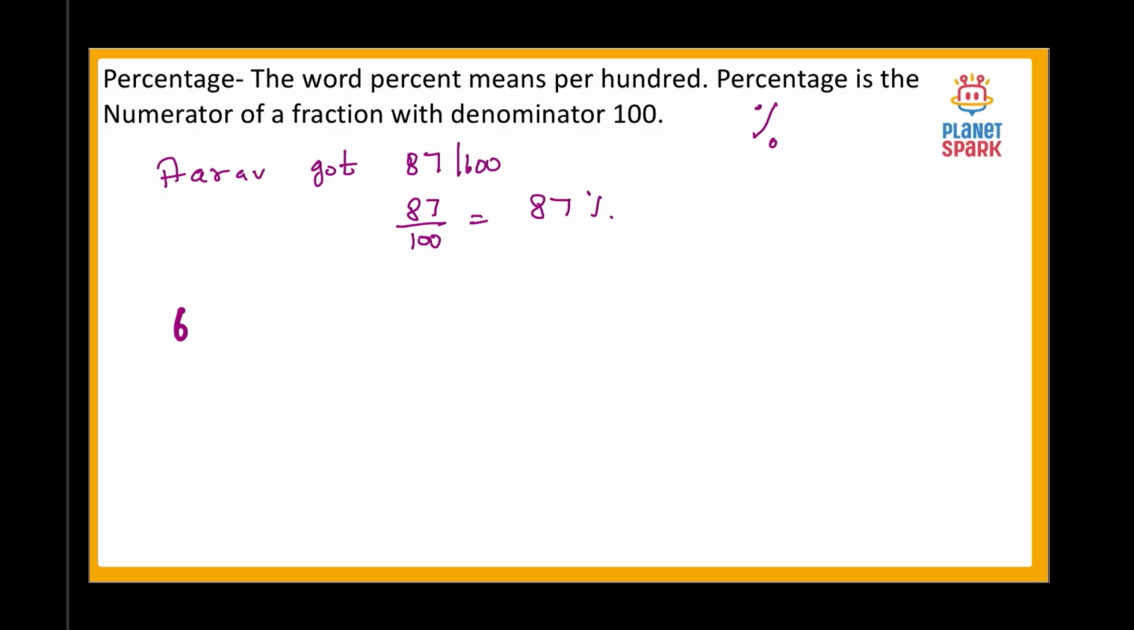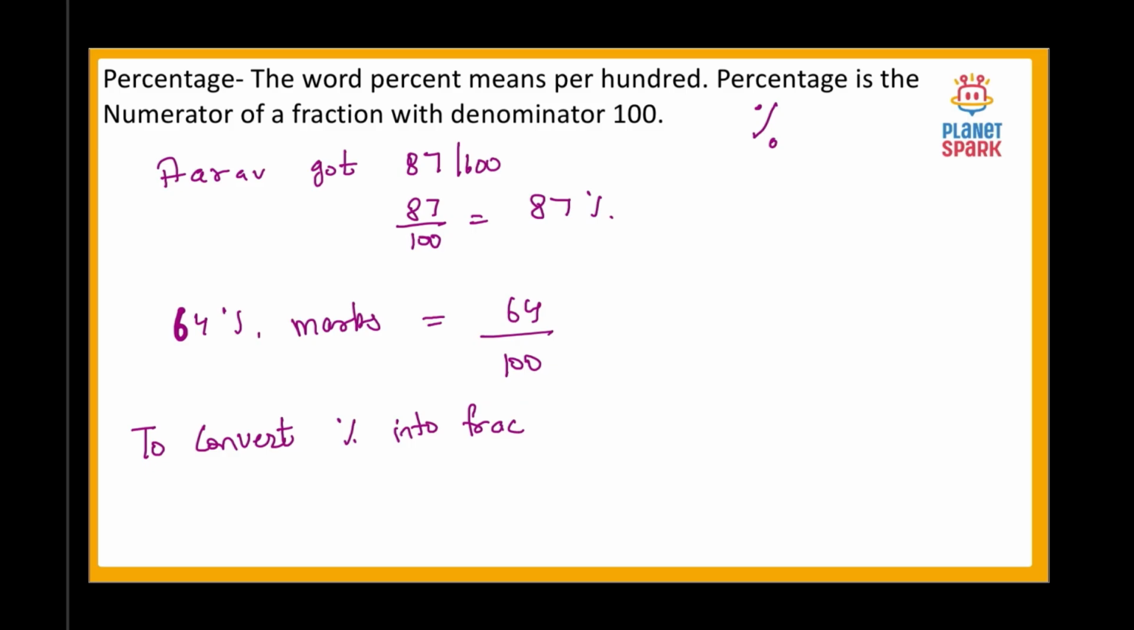Similarly, if I say that Rav has got 64% marks, now 64% marks means what? 64% marks means that he has got 64 marks out of 100. Now, this is how we convert a percentage to fraction and fraction to percentage. To convert percentage into fraction, we simply remove the percentage sign and divide it by 100. So let's do it with the help of a few examples.